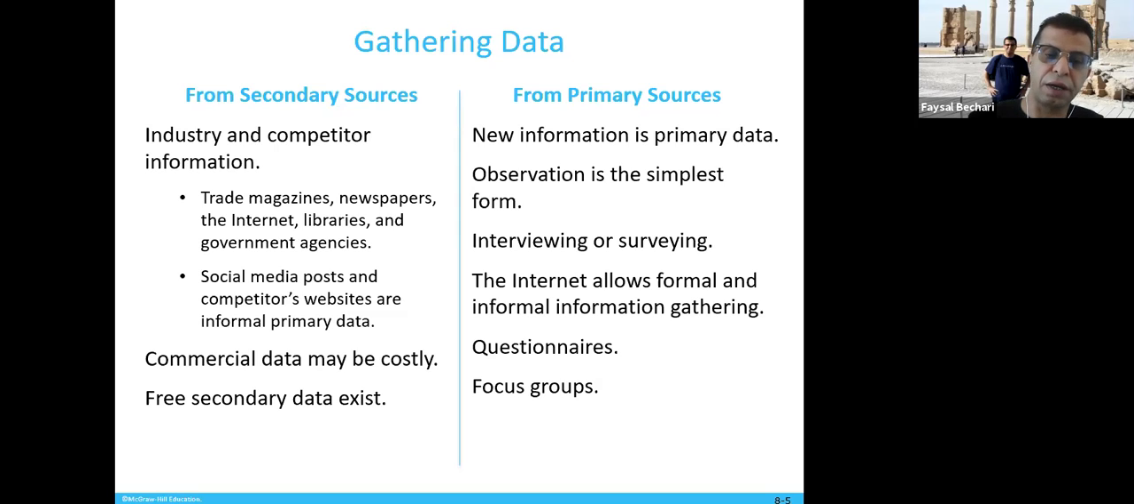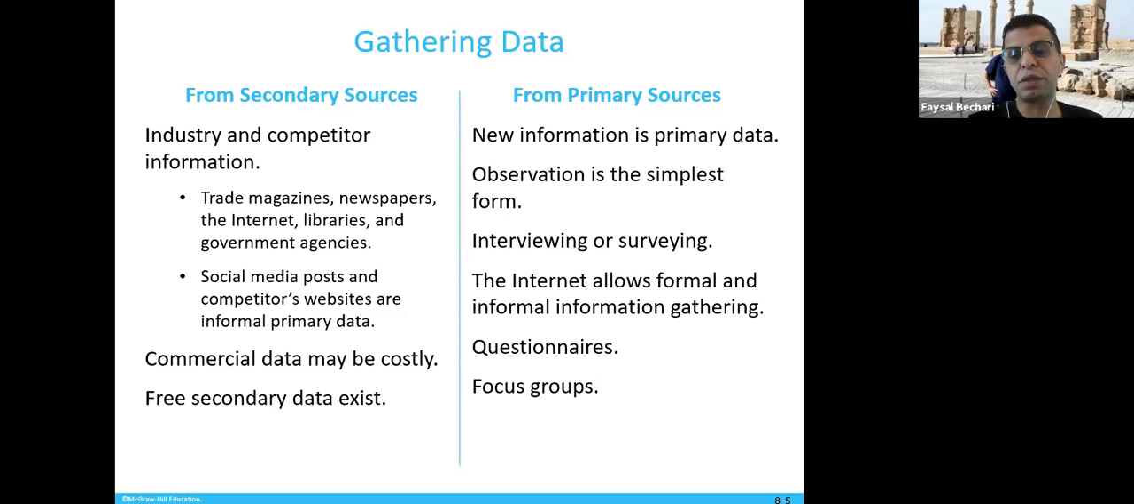Commercial data may be costly, so you want to go with somebody who offers free data, and you collect this information. Free secondary data exists. On the other hand, primary source data is data that you are the collector of. You are the one who developed the questionnaires or observation, or you're the first person to put a hand on that area.